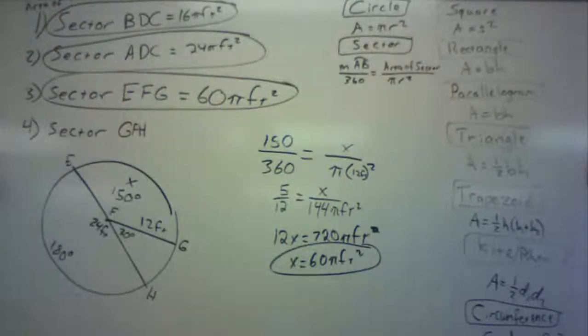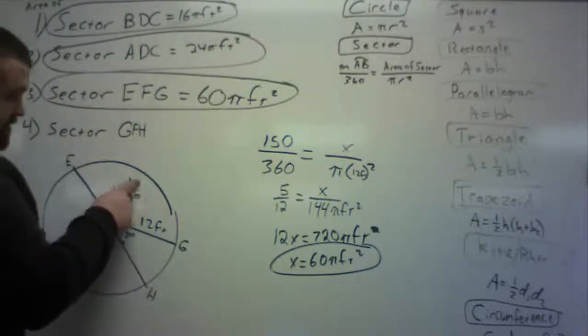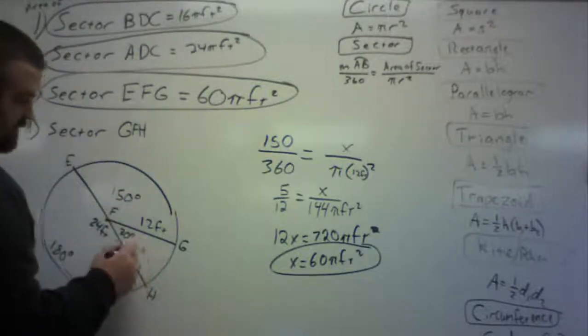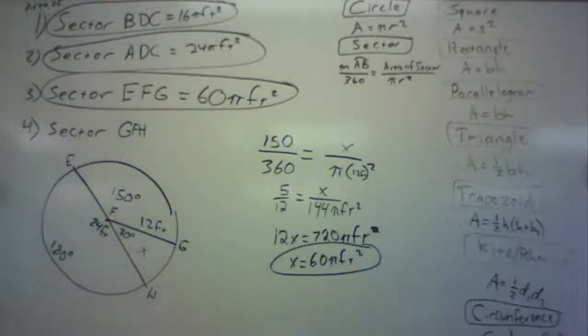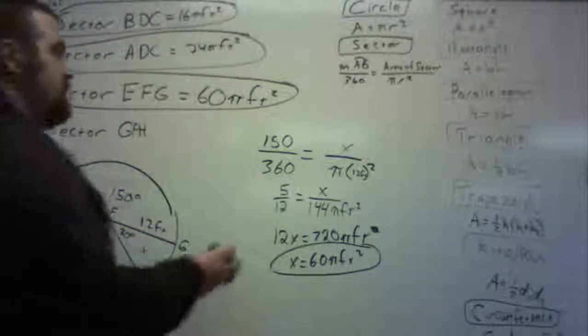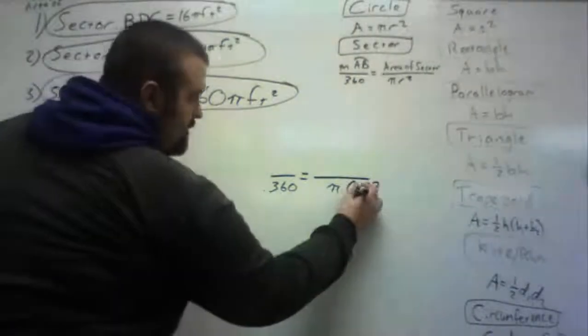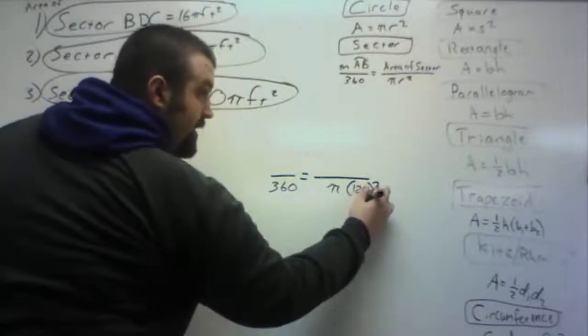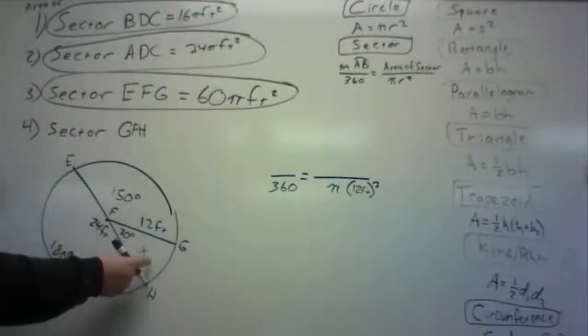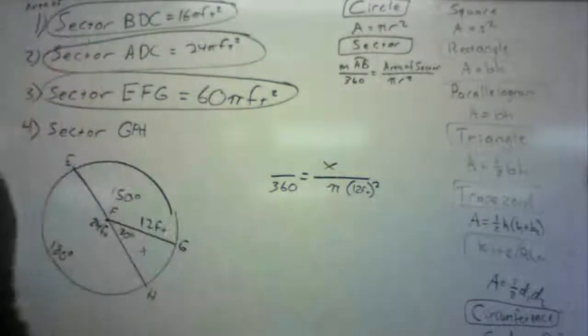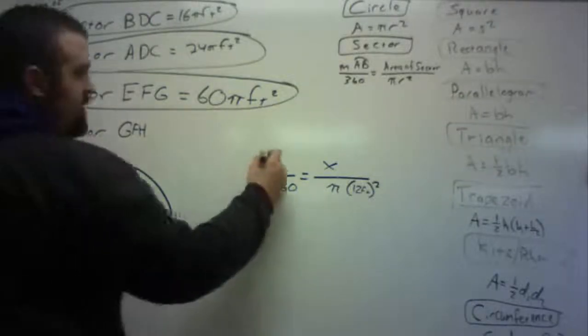Go ahead and try the last one on your own. Arc GFH. I'm just going to quickly identify that for you. It's this one right here. So again, I automatically filled in what I knew was going to be true. The radius is still 12, so I plugged 12 in for this. I'm looking for the sector, so that's x right there, and the measure of the arc is 30 degrees.